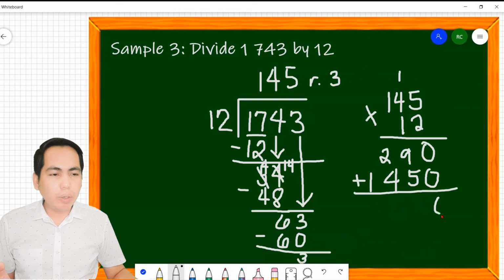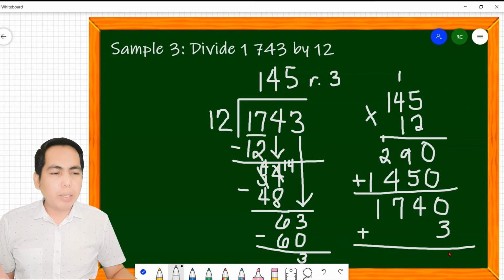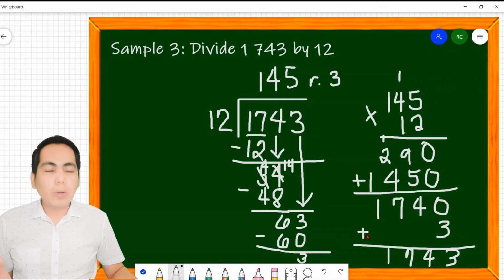0 plus 0 is 0. 9 plus 5 is 14. So 4 regroup 1. 4 plus 2 is 6 plus 1 is 7. And bring down 1. And since we have a remainder of 3, we are going to add our remainder 3. So 3 plus 0 is 3. And then we are going to bring down 4, 7, and 1 to give us 1,743, which is the same as our dividend.